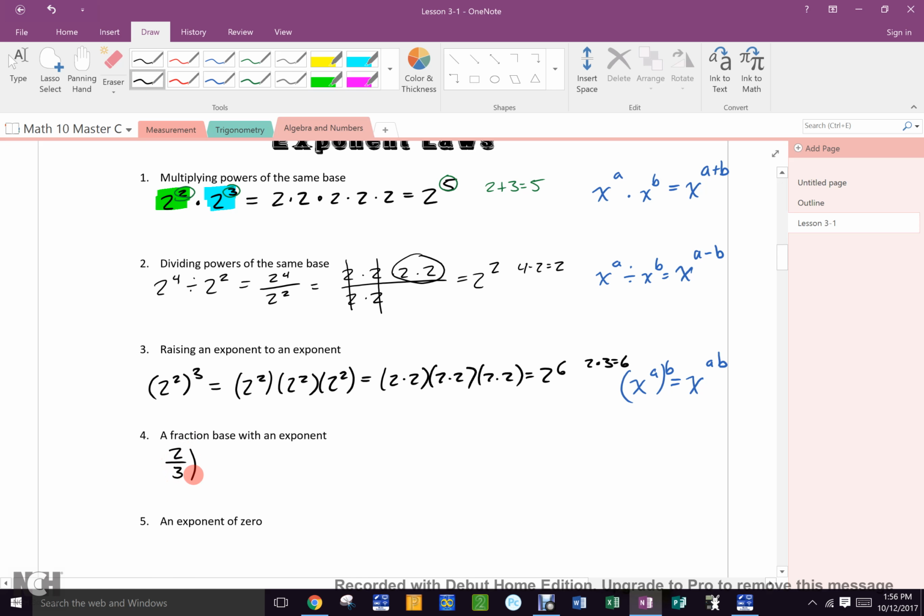2 over 3 squared. What's that really? What's the base? 2 over 3. And how many of them do I need? 2. Right? Is there a shorter way to write that? 2 squared over what? 3 squared. So what's the rule? Where does the exponent go if there's a fraction? Goes to everything. So how do I write that out in nice terms like this? X over y to the a is what?